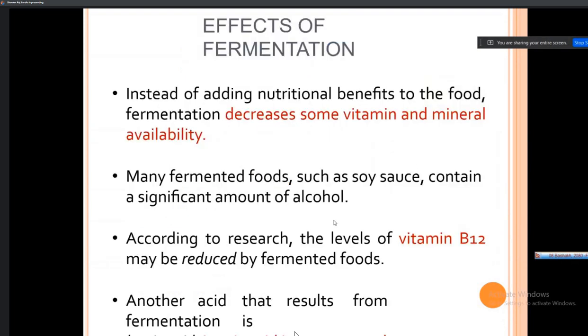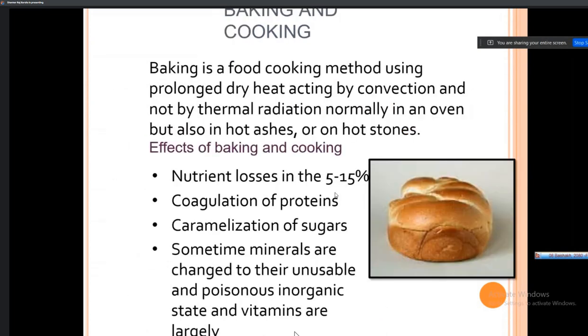Then fermentation decreases some vitamin and mineral availability, and many fermented foods such as soy sauce contain a significant amount of alcohol. Then according to research, the level of vitamin B12 may be reduced by fermented foods. Then another loss from fermentation is vitamin C.